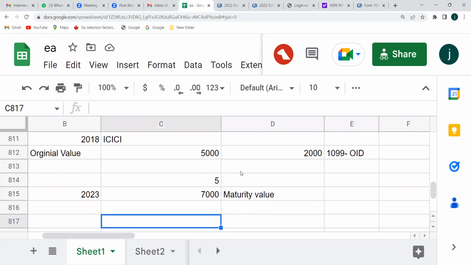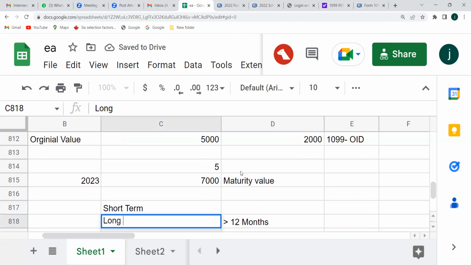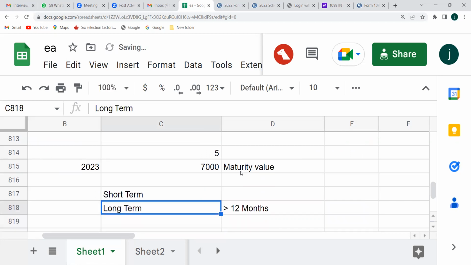When it is short term, what is short term? Less than or equal to 12 months. We consider it as short term. The OID rules will not be applicable to short term. It is applicable only to long term. What is long term? More than 12 months. OID will be applicable only for the long term.